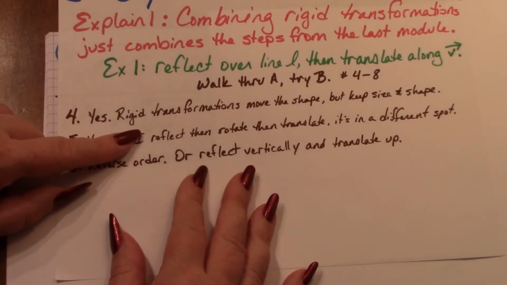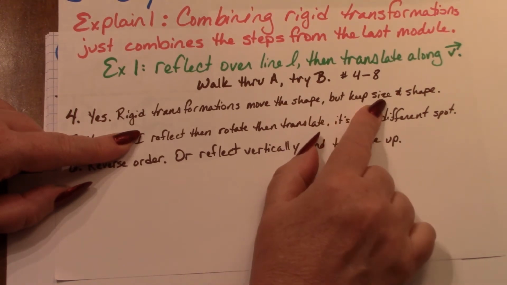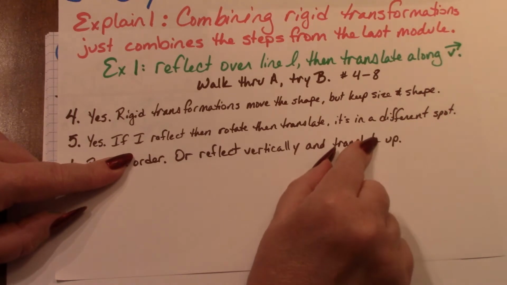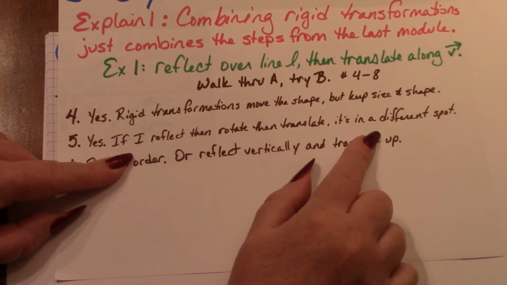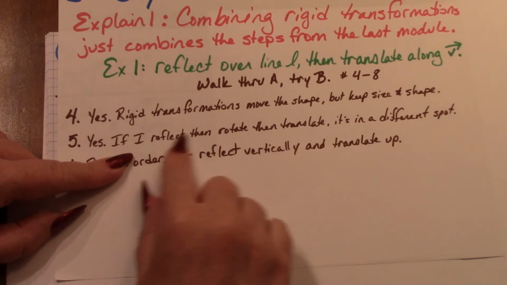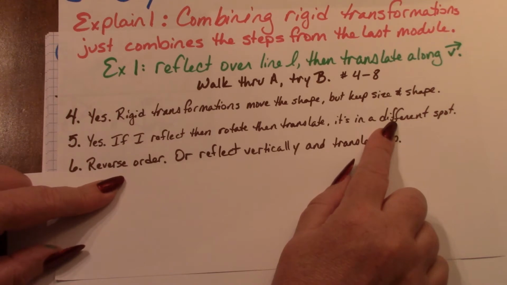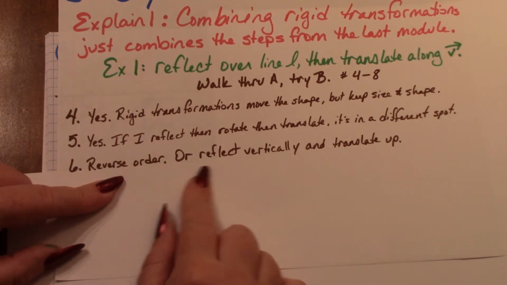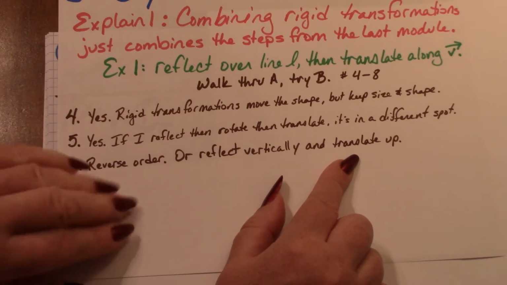The answer for number 4 is yes. Rigid transformations move the shape, but they keep the size and the shape. Number 5 is yes. If I reflect and then rotate and then translate, it's going to end up in a different spot. So order does matter when you're doing different types of things. Number 6, you could do this in the reverse order, or you could reflect it vertically and translate it up. There are a lot of different ways to get to the same spot.